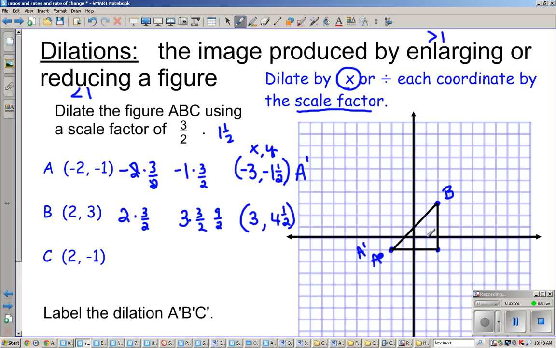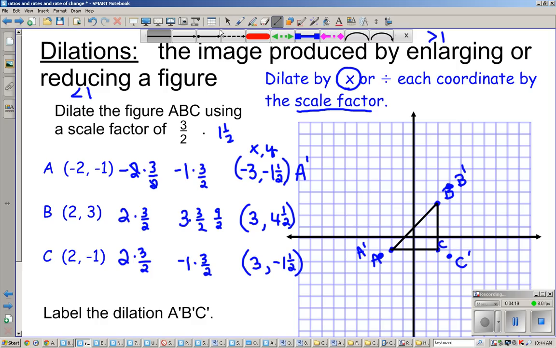I have 3, 1, 2, 3, 4.5. 1, 2, 3, 4, and 1/2. Okay, that's my new B. And the last point is our C. X coordinate is a 2, so we're going to take that times 3/2, and you get a 3. And the Y coordinate's -1 times 3/2, and I get -1.5, just like we did up here. So let's plot that ordered pair. I have 1, 2, 3, -1.5. That's my new C.